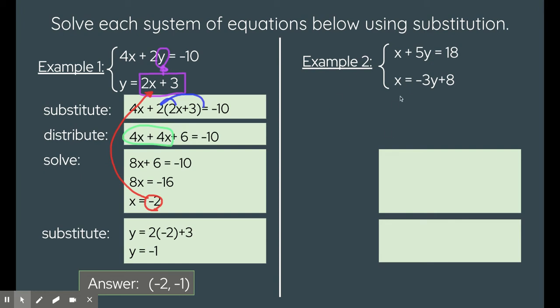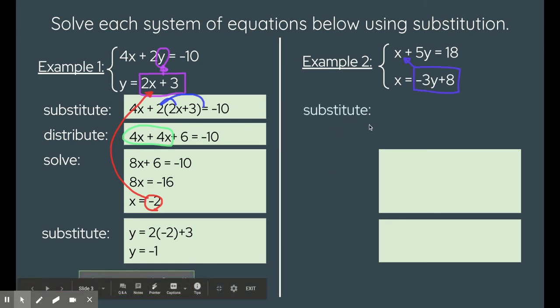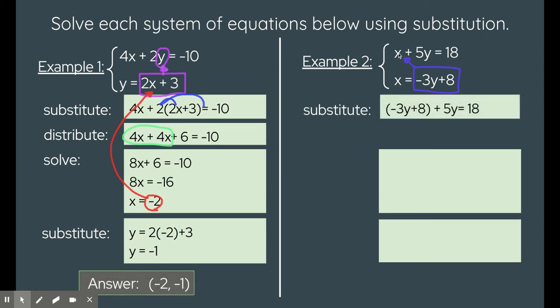Over here, my bottom equation has x equals. So that's the one I want to use to substitute for x. So I'm going to take this and plug it in for x right here. Not for y, because it's not y equals this time, it's x equals. And here's what that's going to look like. I'm going to substitute it in, which means that this x gets replaced with this in parentheses. You'll notice there was no number out front of the x, so there's no number in front of the parentheses this time. And then I finish it off with a plus 5y equals 18.